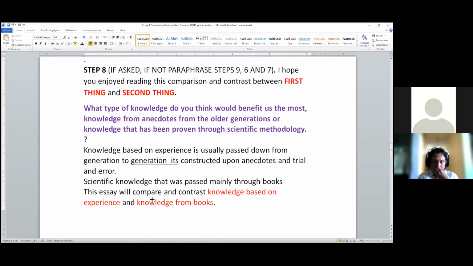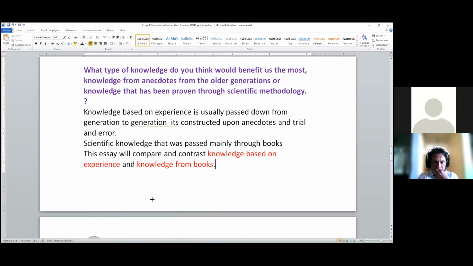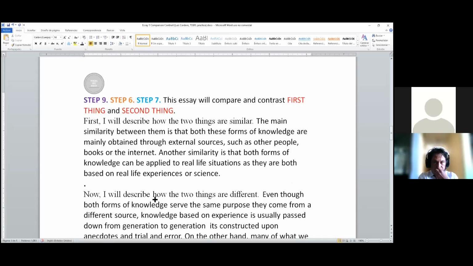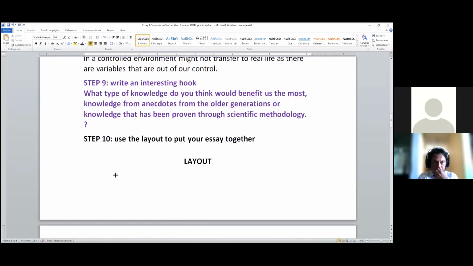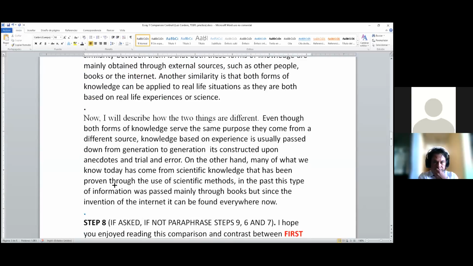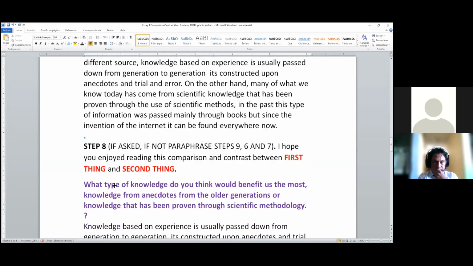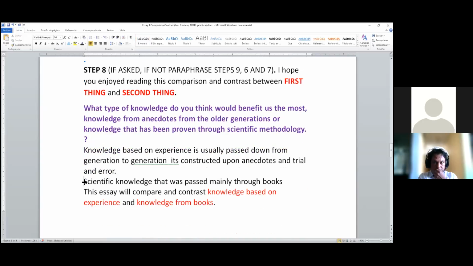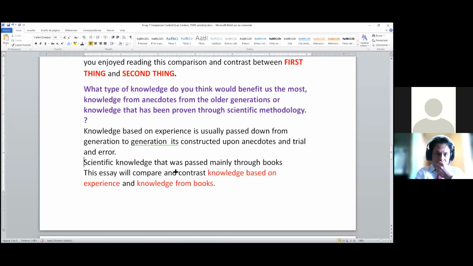Wait, wait, what? First, let me describe. Okay. Scientific knowledge is through books, was passed.